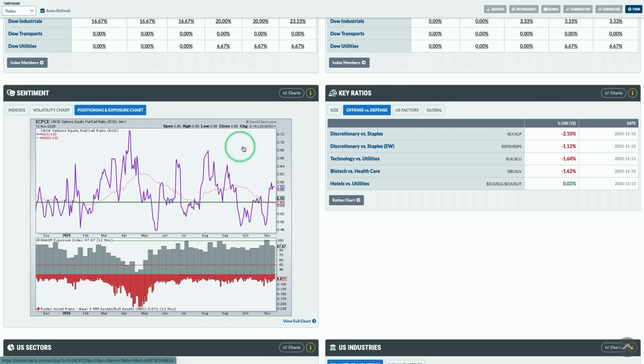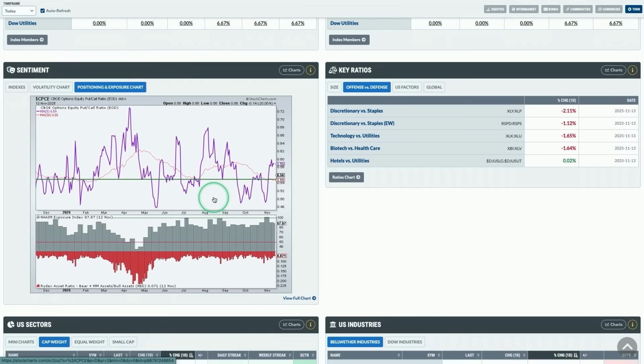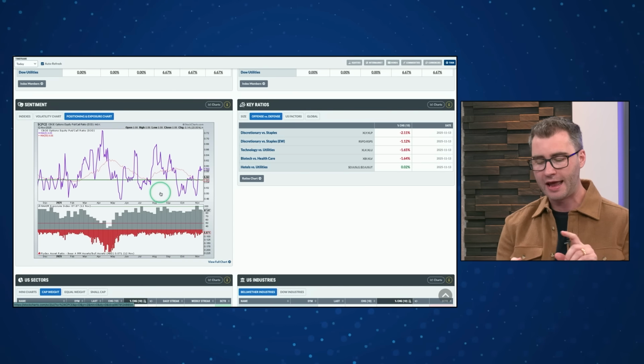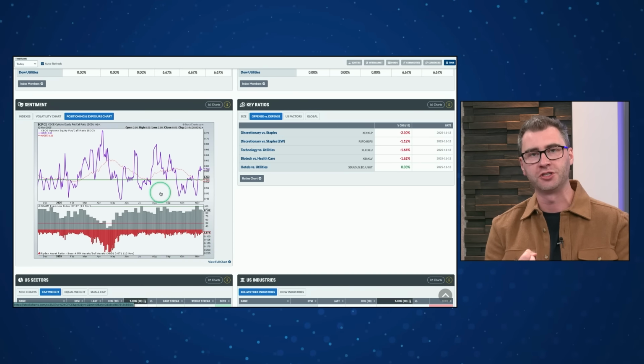I'm keeping a close eye on the positioning and exposure chart. That's what we call it as well. So you can do that, again, right from this panel here. This is going to put the put-call ratios and that NAAIM Exposure Index on one chart for you. The reason I love this chart is it tells you basically how traders are positioning in the market and how active investment managers are positioning in the market.